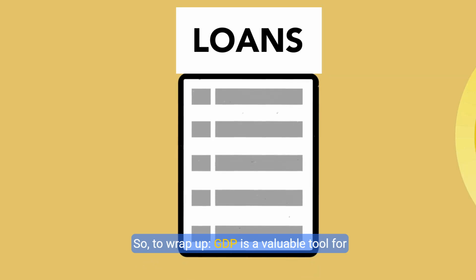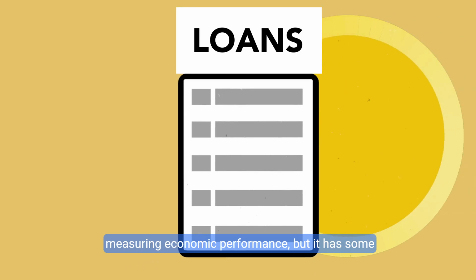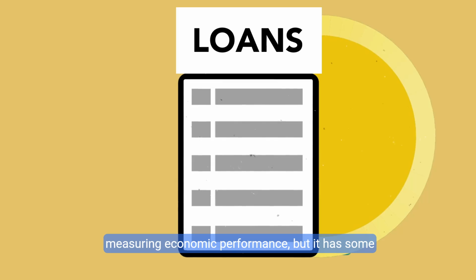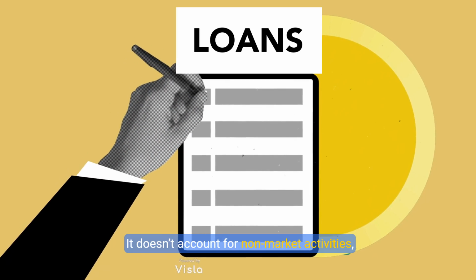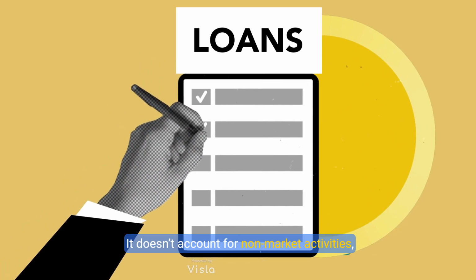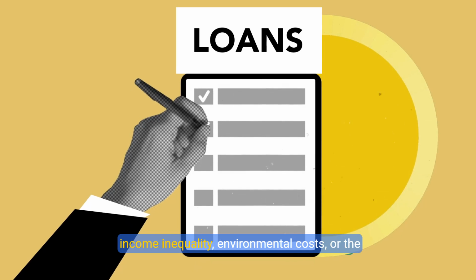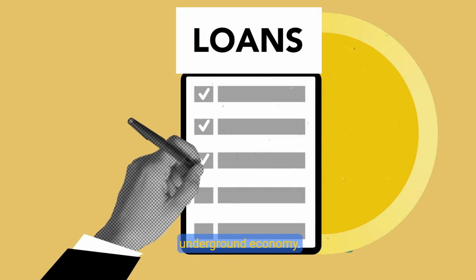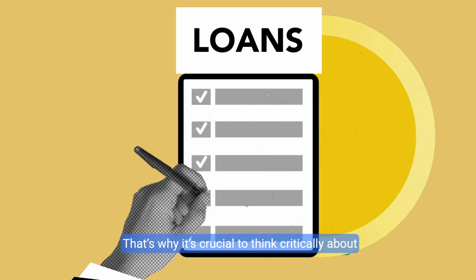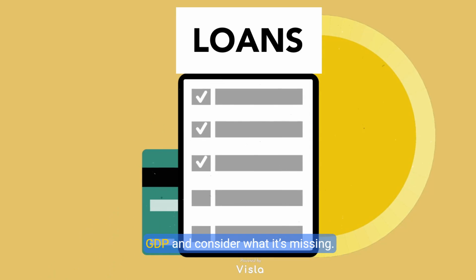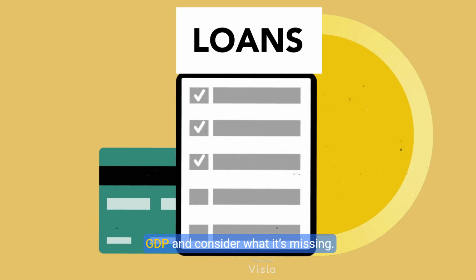So, to wrap up, GDP is a valuable tool for measuring economic performance, but it has some major blind spots. It doesn't account for non-market activities, income inequality, environmental costs, or the underground economy. That's why it's crucial to think critically about GDP and consider what it's missing.